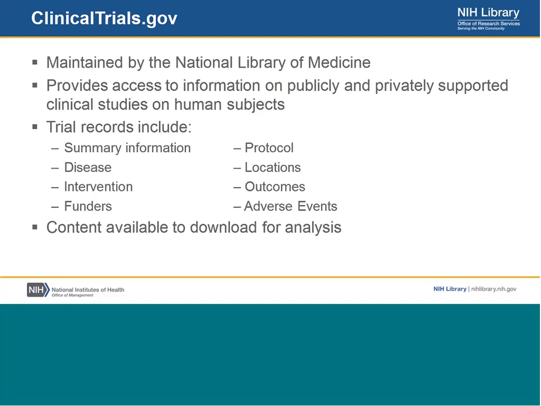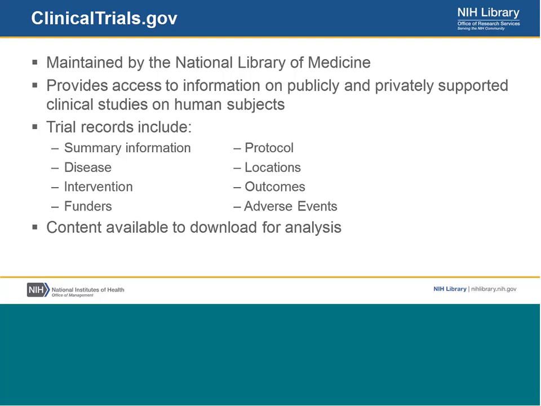All right, clinicaltrials.gov. So far we've talked about resources that rely predominantly on journal articles and information about articles. At this point, we're going to start looking at other data sources that might supplement the work that you're doing. So clinicaltrials.gov, another resource maintained by the National Library of Medicine, provides access to information on publicly and privately supported clinical trials on human subjects.